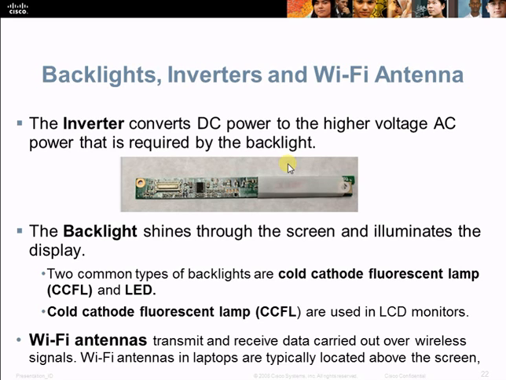There are two common types. There's cold cathode fluorescent lamp, CCFL, which is used in LCD monitors. So the CCFL is used in LCD, and the other one is used for LED monitors.